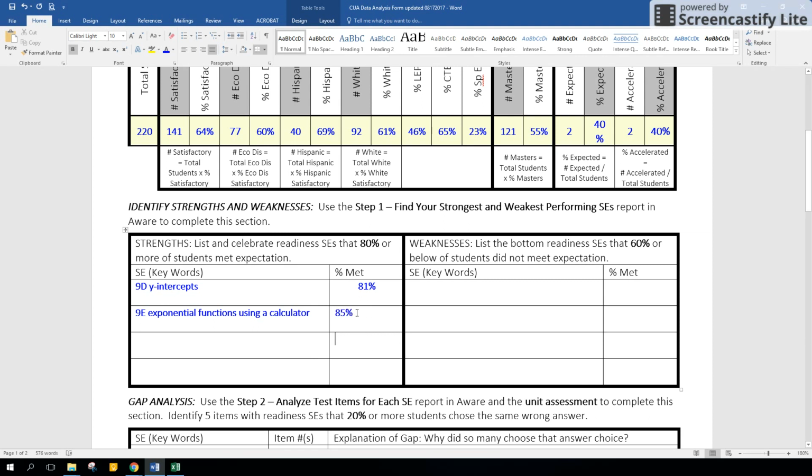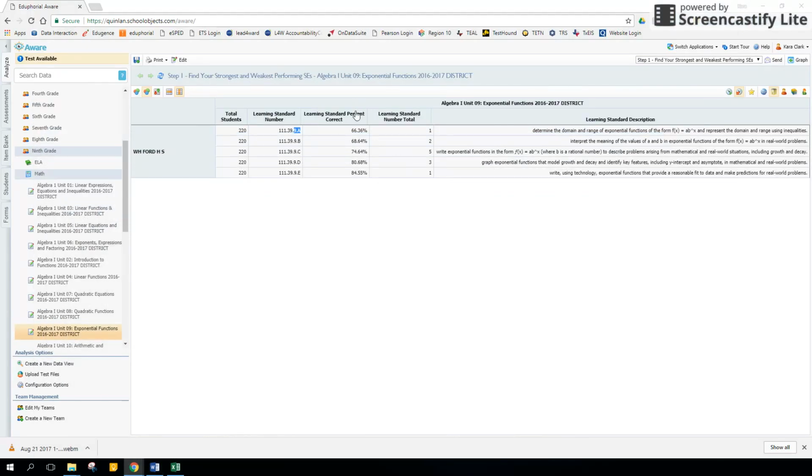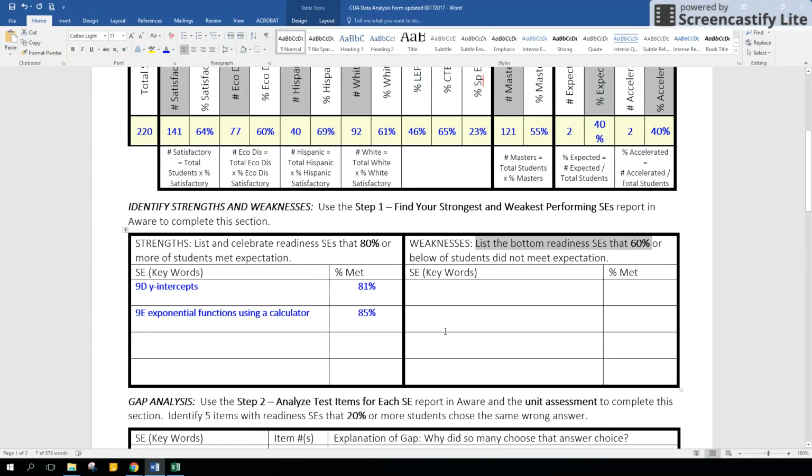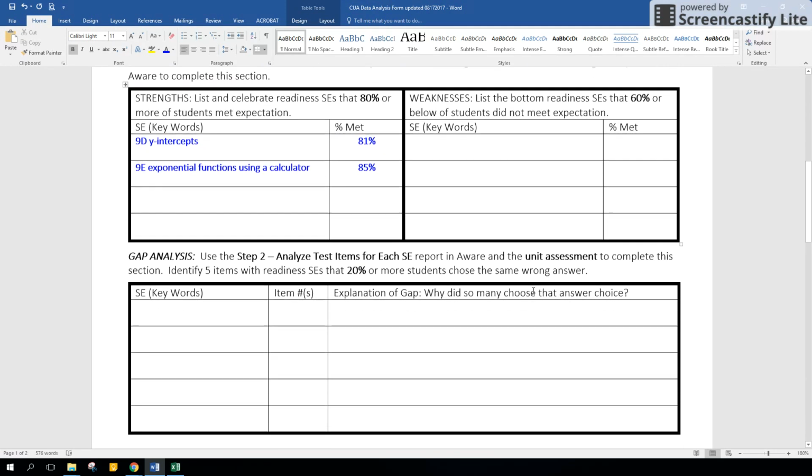The next thing we're going to be looking at then is the weaknesses. This is where we're listing the bottom readiness standards at 60% or below. Now, if you don't have any readiness standards that are 60% or below, congratulations, record your other standards that are 60% or below. For me, in this report, I'm seeing a 66, a 68, and a 74. So there are no weaknesses on this test. That's awesome. I did a great job teaching. If there were, I would follow the same process. I would record my percentage and write my TEAC and my keywords.